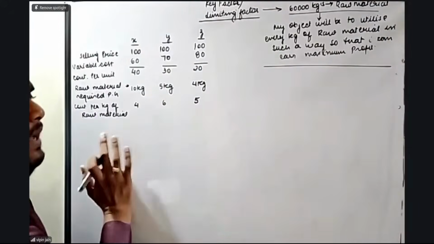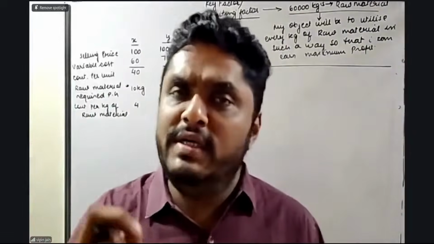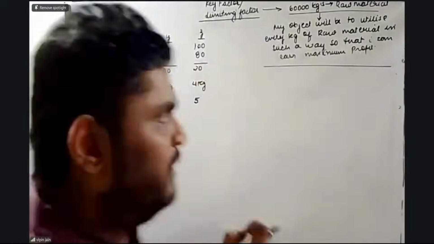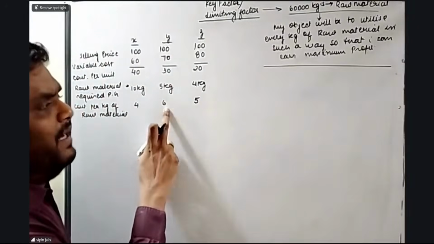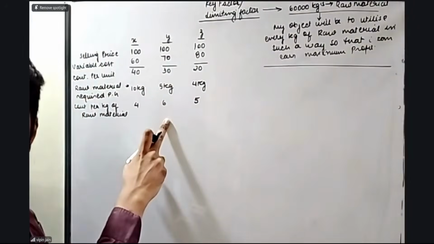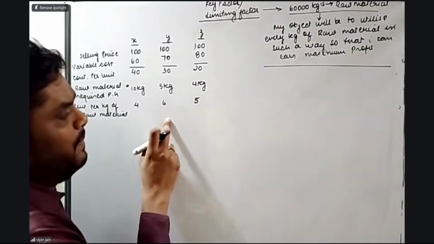Here in product Y. Because see, raw material is available in a very limited quantity. So we will be utilizing the raw material such that we can get the maximum profit. So here, with every kg of raw material, we are earning 6 rupees. So Y is the most profitable product for the company.